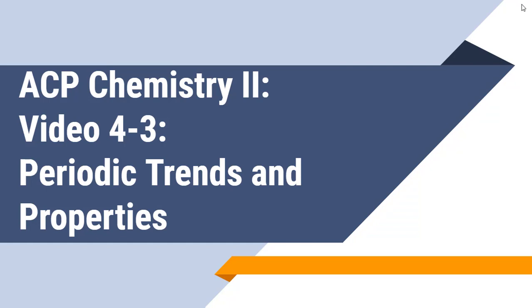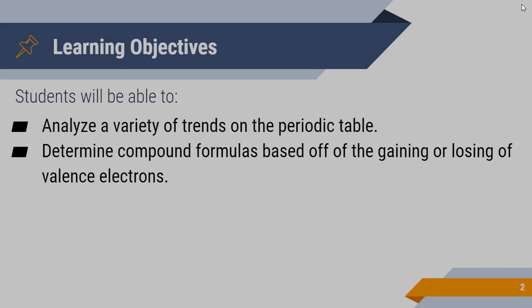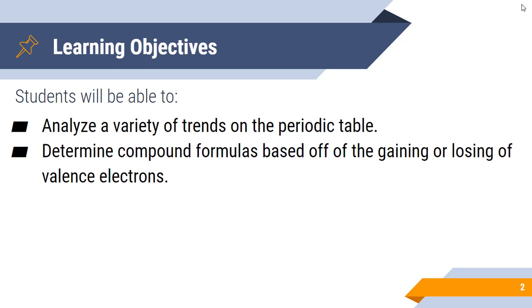So I know we already had a little bit of a discussion about periodic trends on the periodic table, things like ionization energy, atomic radius. We're really going to dive in a little bit deeper and talk about some of those periodic properties, including ionization energy and radius, that have an impact on chemical bonding. So hopefully a pretty short video today, but let's see. Hopefully by the end of this video you should be able to analyze a variety of trends on the periodic table and determine compound formulas based off of the gaining or losing of valence electrons.